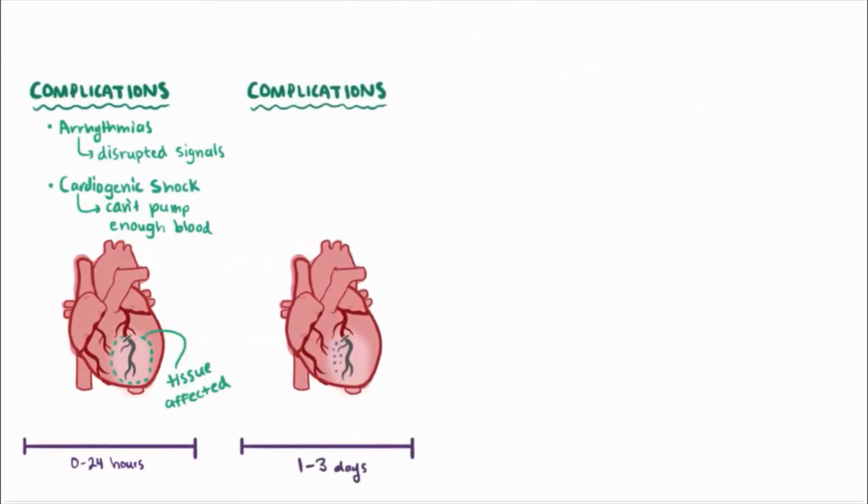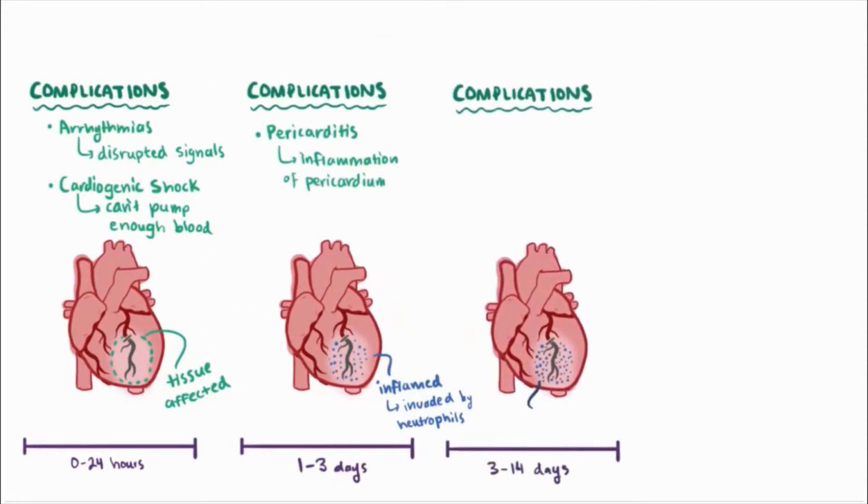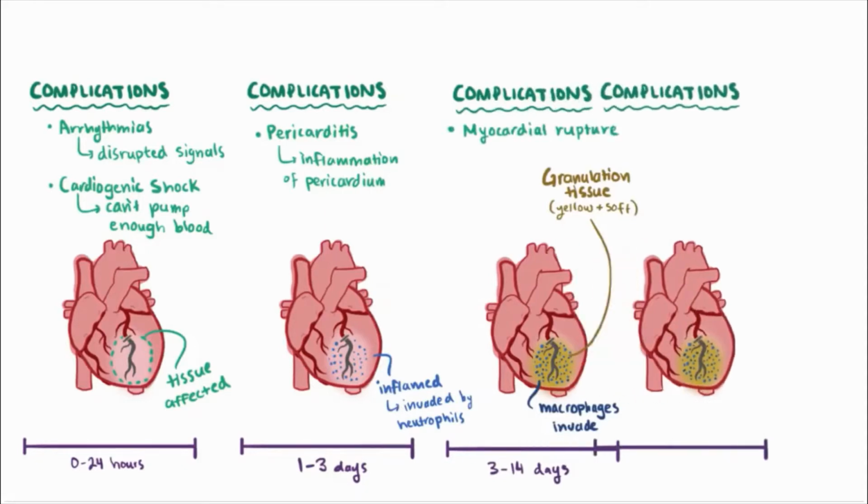In the days following the infarction, the tissue around the infarcted area becomes inflamed and is invaded by neutrophils, which can lead to pericarditis, or inflammation of the pericardium. In the next couple of weeks, macrophages invade the tissue and the healing process begins with the formation of granulation tissue, which is new connective tissue that is yellow and soft. At this phase, the tissue is most at risk of myocardial rupture.